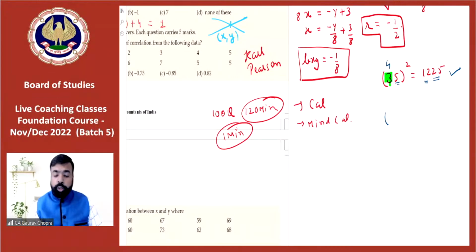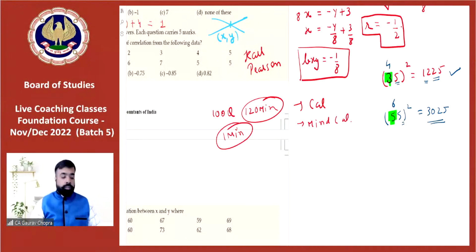Similarly, if you want to try 55 square: after 5, what will come next? 6. So 5 into 6 is 30, and this 5 square is 25. So 3025. So in this way you can do your calculations.